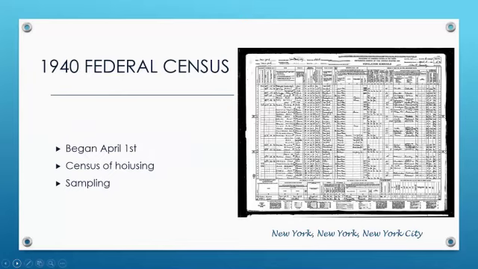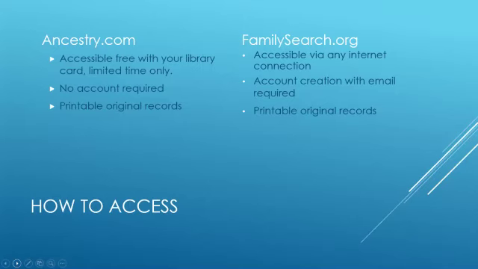The 1940 federal census began on April 1st, and it was a census of housing and included sampling as well. And so when we talk about the censuses, the next census we're going to have access to is the 1950 federal census, and that's going to be available to us in 2 years, on April 1st, 2020.